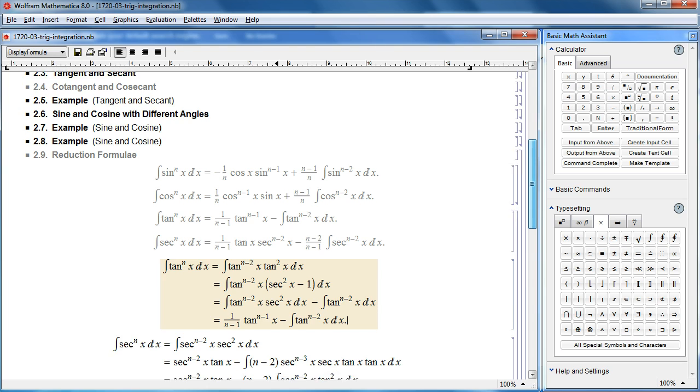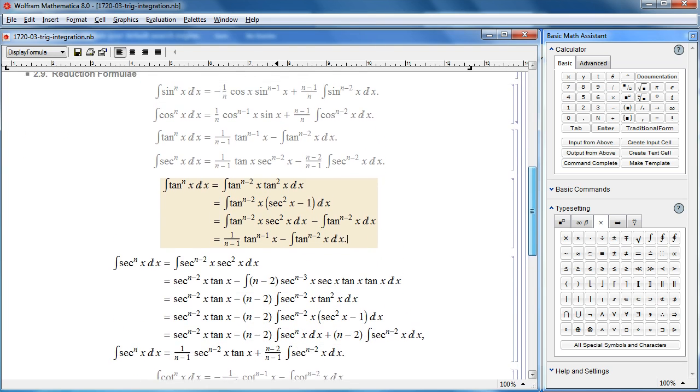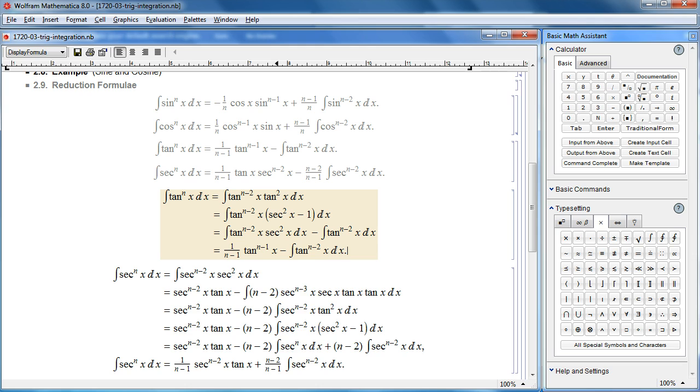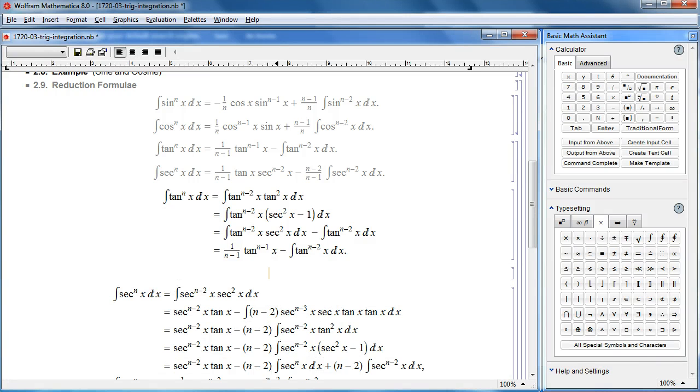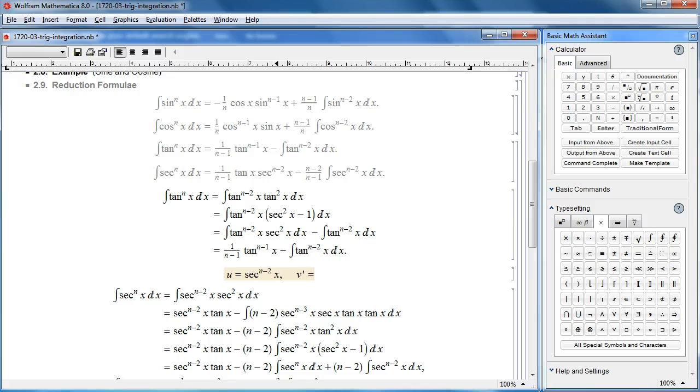Okay, how about the next one? Believe it or not, this is the second easiest of all these reduction formulae. Secant to the nth power can be decomposed into secant to the n minus second power times secant squared. And decomposing into something squared, that's pretty typical here. And then we can apply integration by parts. u is secant to the n minus second power, v prime is secant squared of x.